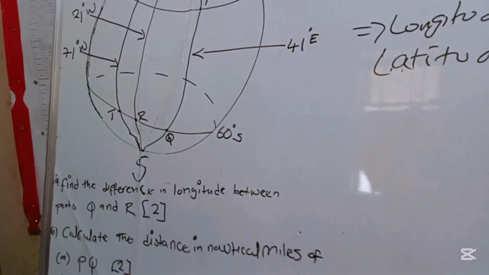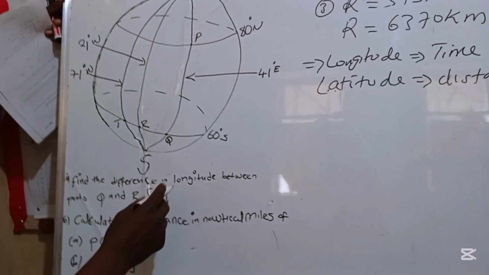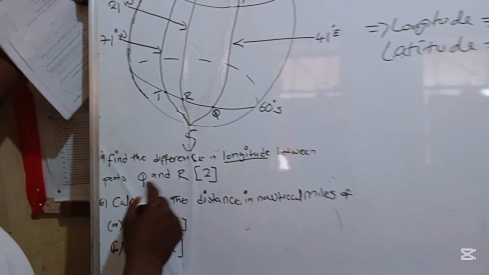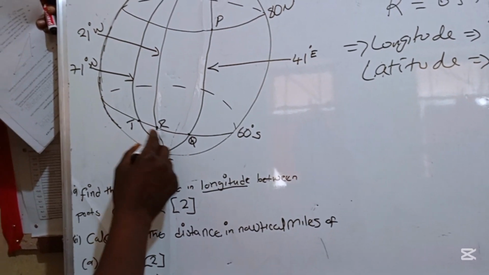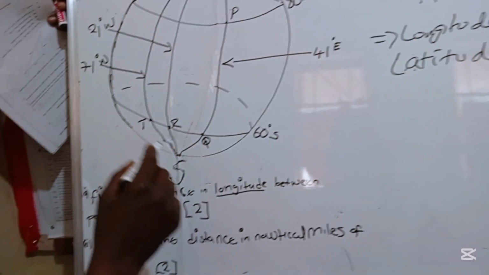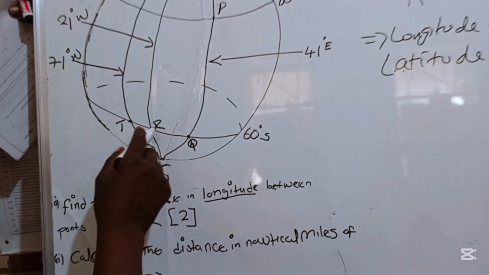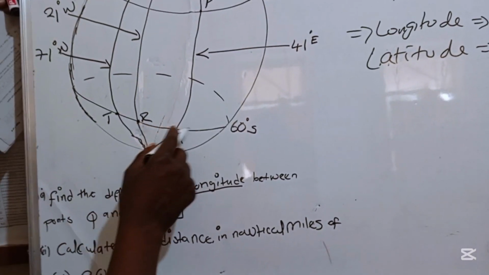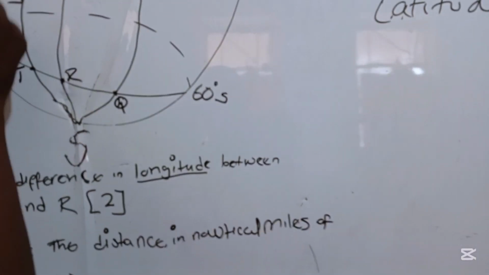They are telling us to find the difference in longitude between Q and R. Why have they emphasized longitude? Because they are sharing the same latitude. Please, fellow viewers, they will never ask you to find the difference in latitude here, because both of them are lying on 60 degrees south. So they will talk about the longitude. You can see the other longitude.